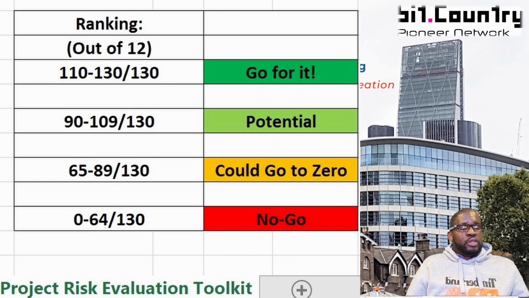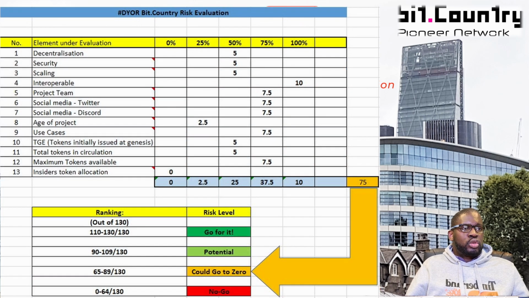Go for it. So, first of all, do you agree with the scores we allocated to Bit.Country and its NEAR token? Comment down below, guys, and let us know. As far as we are concerned, the aggregate score for Bit.Country came up to 75 points out of 130, which is quite decent because this means Bit.Country is in good company with the likes of Ethereum, Cosmos, Avalanche, and many others. Do you guys agree with the scores that we've just allocated to Bit.Country? Comment down below again and let us know.